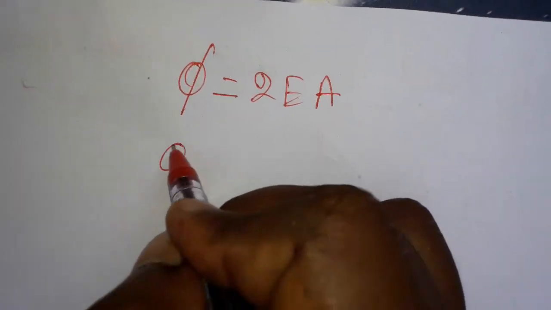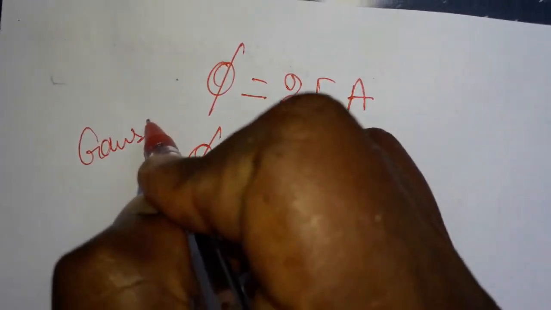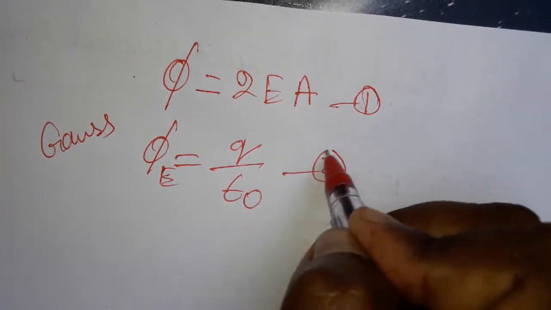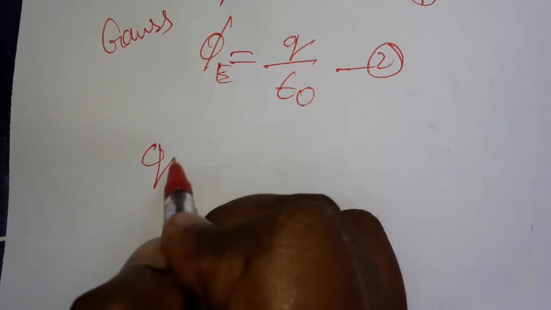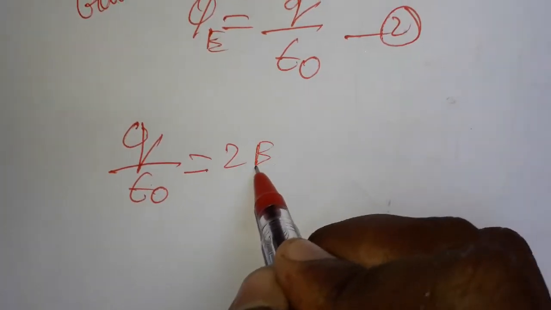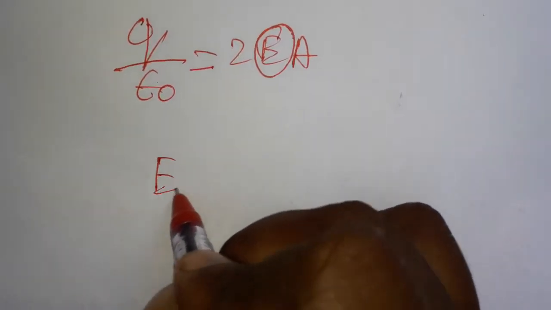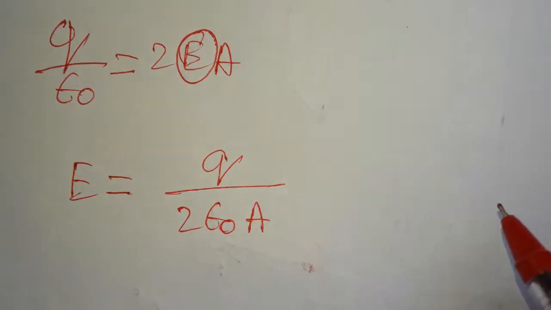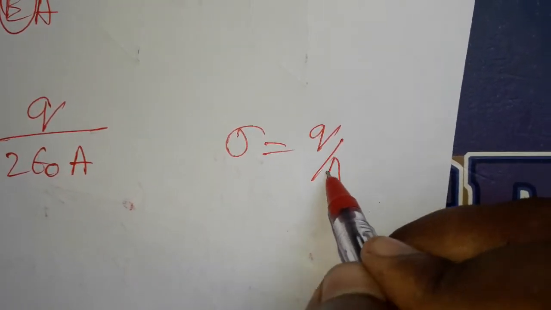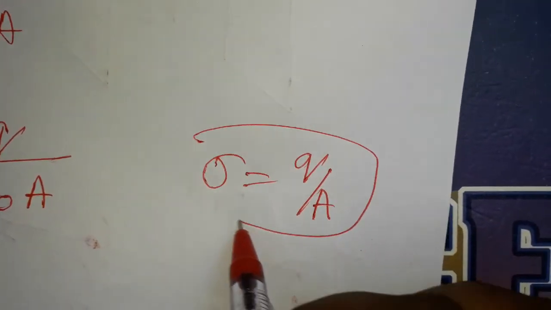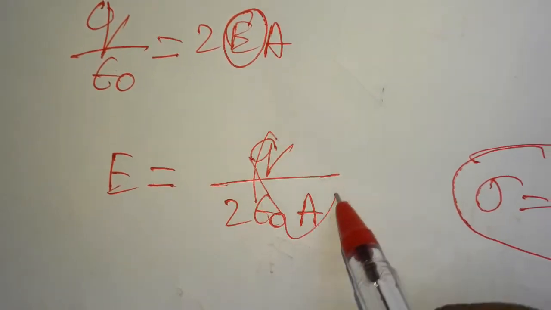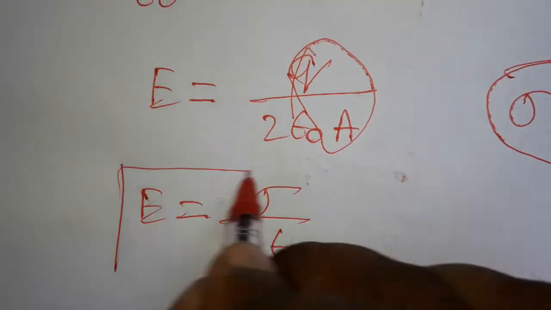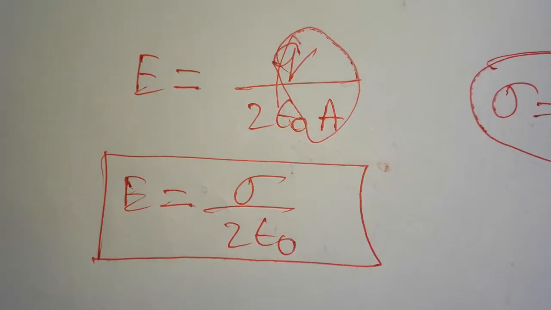According to Gauss law, the electric flux is equal to Q divided by epsilon naught. Equation 1 and equation 2 represent the same thing, so Q divided by epsilon naught is equal to 2EA. We are finding E, so E is equal to Q divided by 2 epsilon naught A. Charge density is Q divided by A, how much charge is present per unit area. So Q divided by A we take as sigma, the charge density. So E is sigma divided by 2 epsilon naught, the electric field produced by one plate.